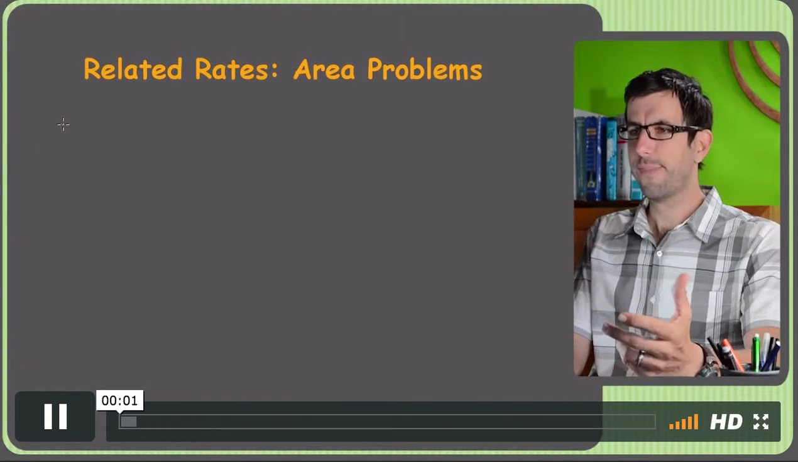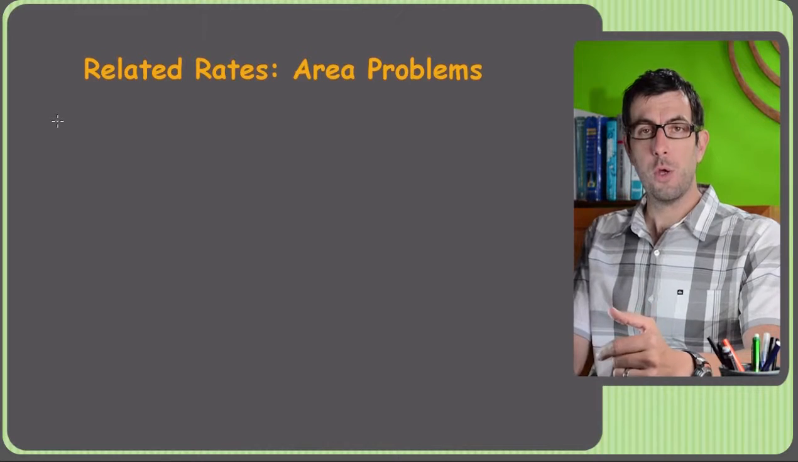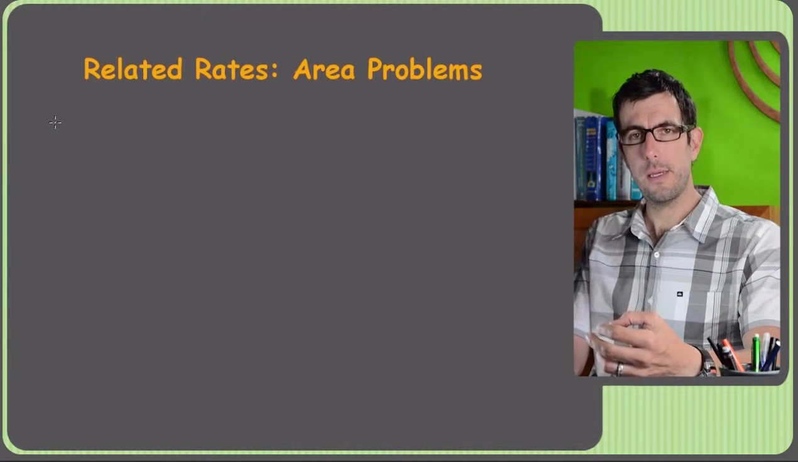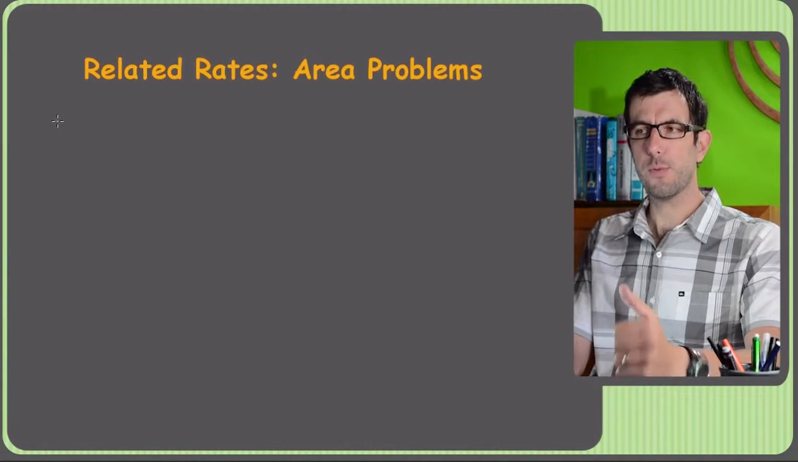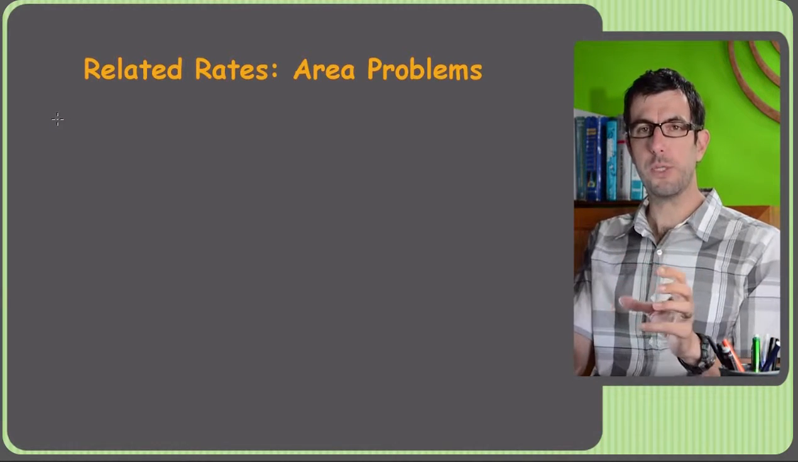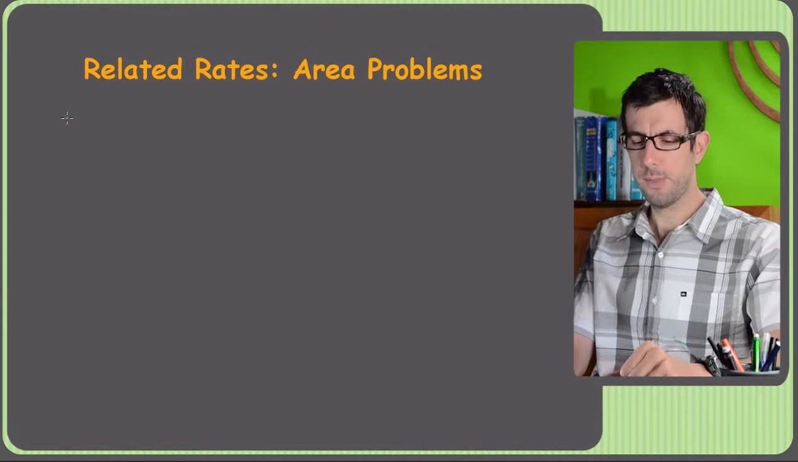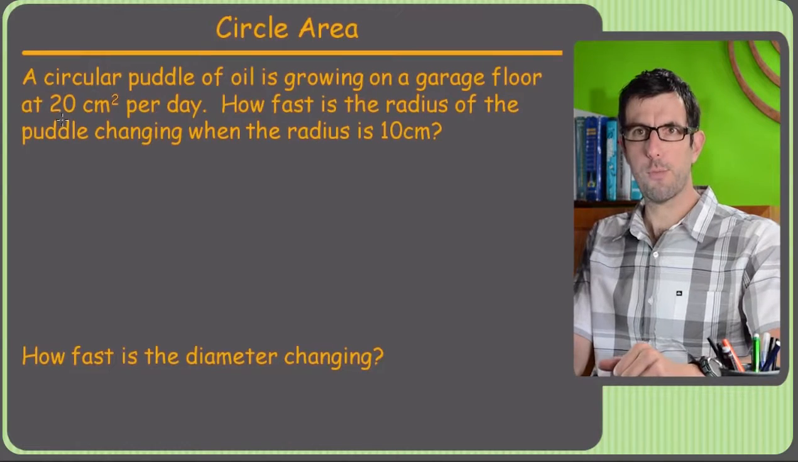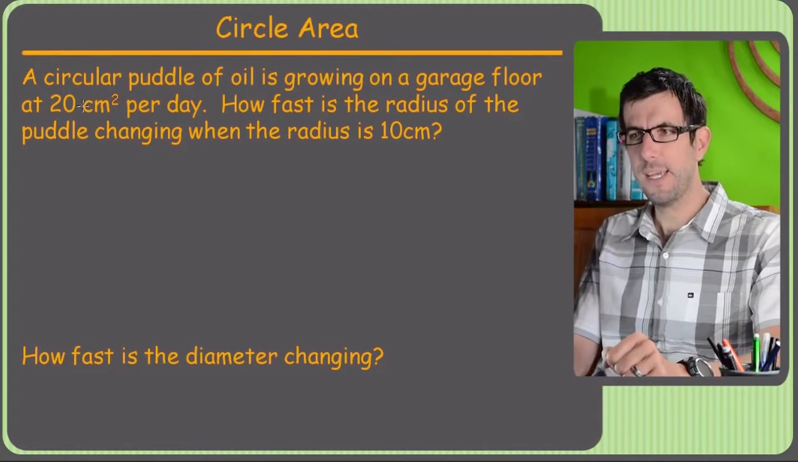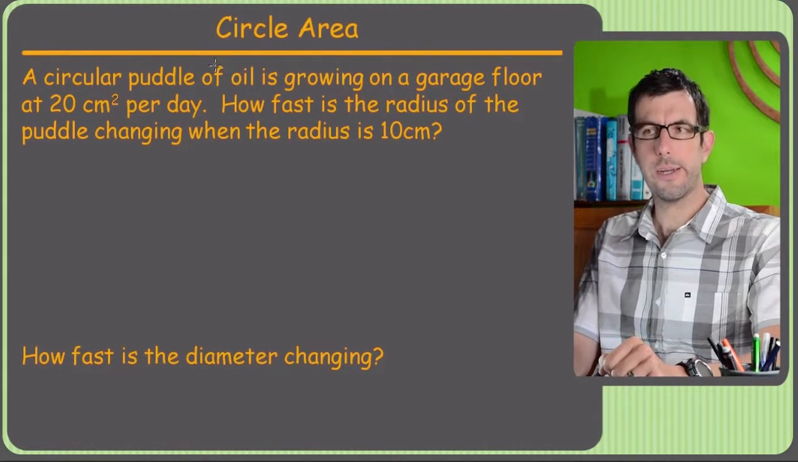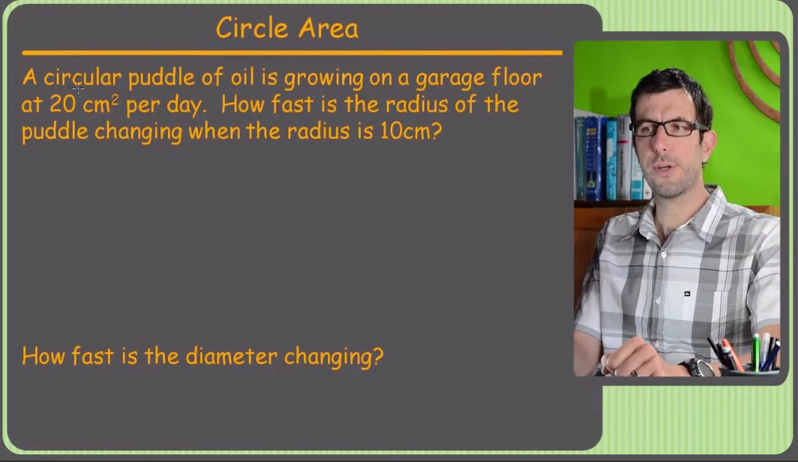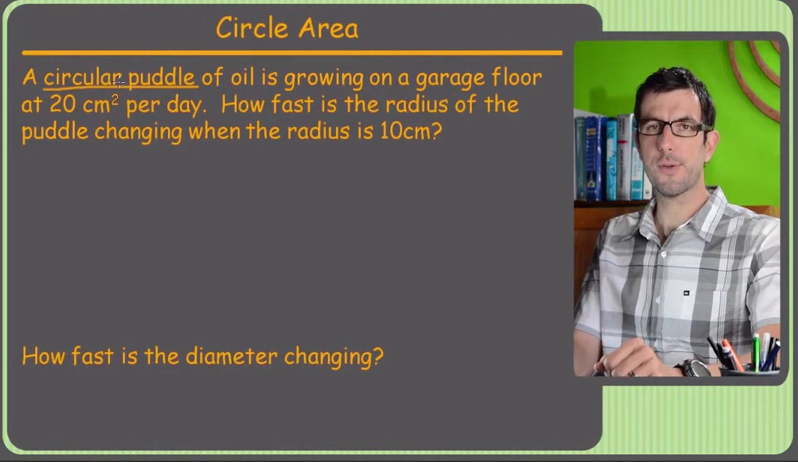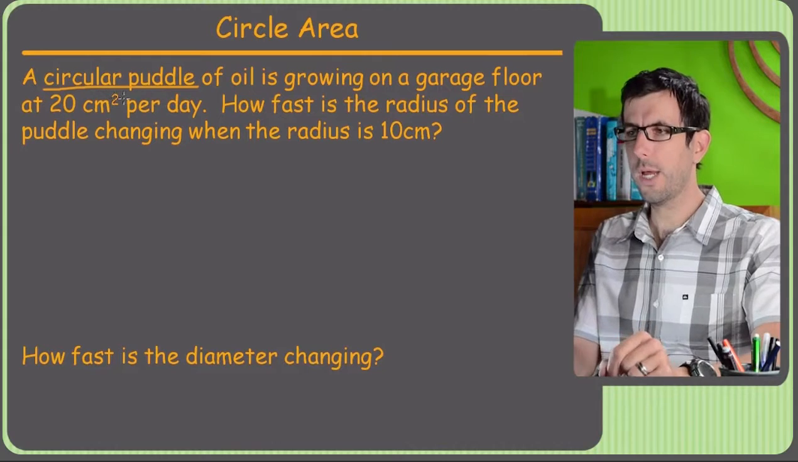All right, area problems with related rates. We've already seen some of these in previous videos, but this one will just focus on area. These will be a little bit trickier because they'll be word problems, obviously, but let's see how it goes. All right, so circle area. A circular puddle. Right away we're thinking circles. Stash that away.